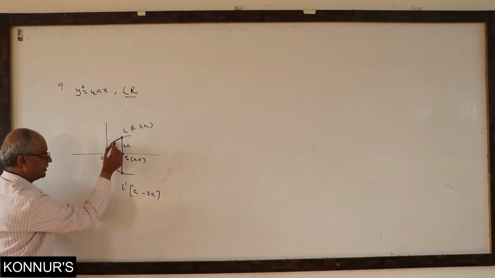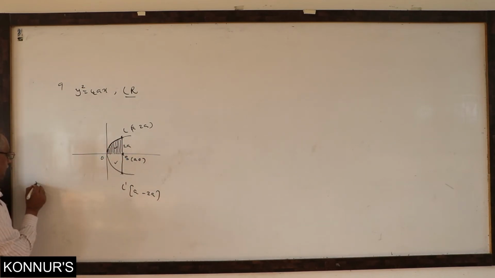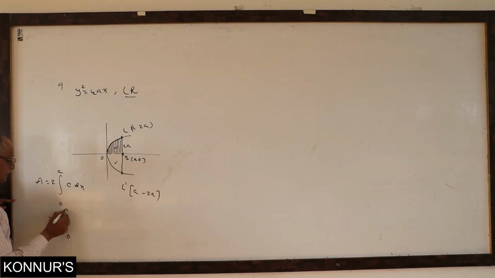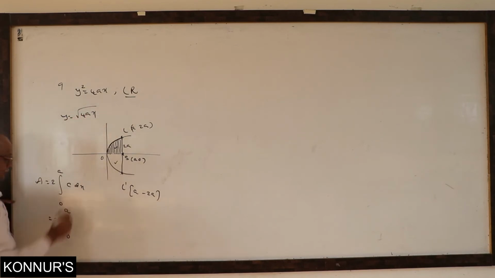How do we calculate this area? A is equal to 2 times the integral from 0 to a of the curve dx. Only one curve is there with the x-axis, so 2 times the limits of x I am writing. The problem must be in terms of x only. It is given that y is root 4ax, therefore root 4ax.